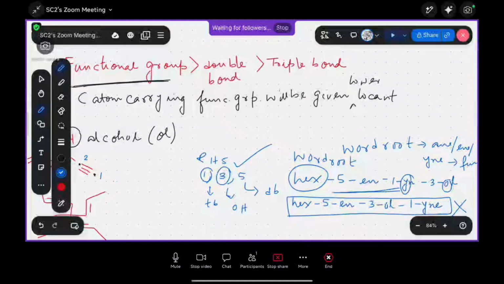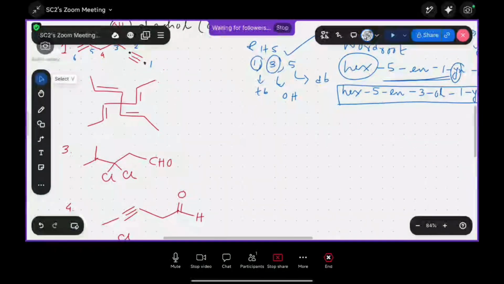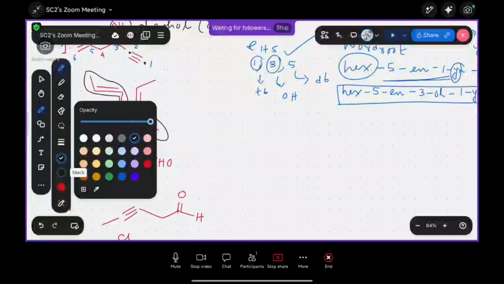3 ol. Now, the next question. The next question is not having any functional group, but it is having a complex side chain. How to do it? I have shown you one example like this in my previous video. Just see, the parent chain is somewhat like this. This is the parent chain of the compound. This is the parent chain. And the side chain is somewhat like this.